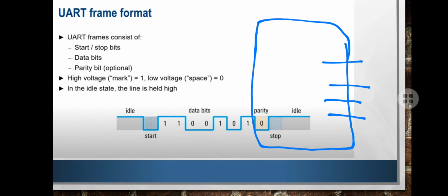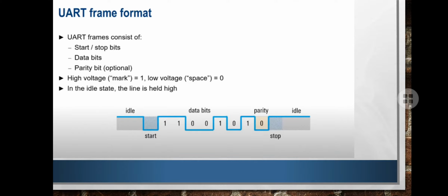Now, what is the UART frame format? How does UART transmit the data? In UART we have basically three types of bits: start bit, data bits, and parity bit. When talking about other circuits, we use terms like high voltage and low voltage. But in UART, we use mark for high voltage and space for low voltage. It also has three states: first idle state, second start, and third stop state. In the idle state, the line is held high always.